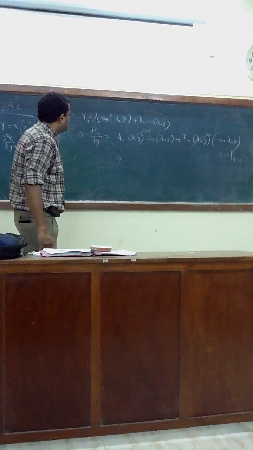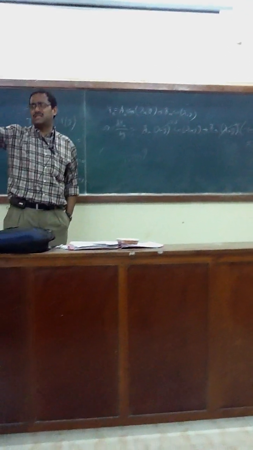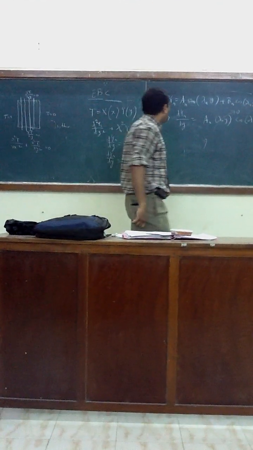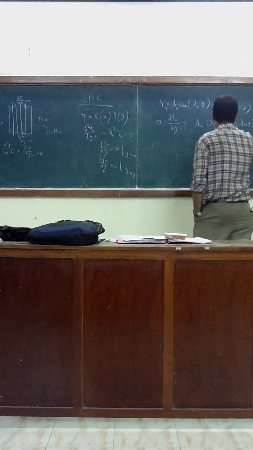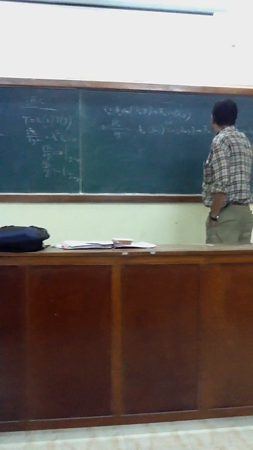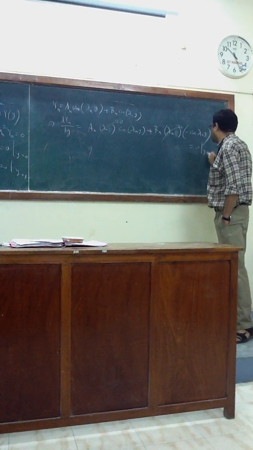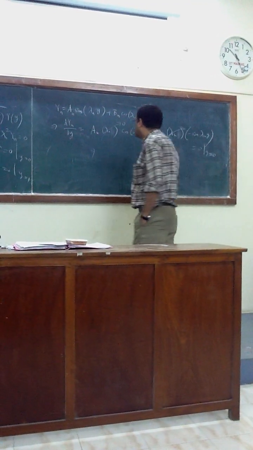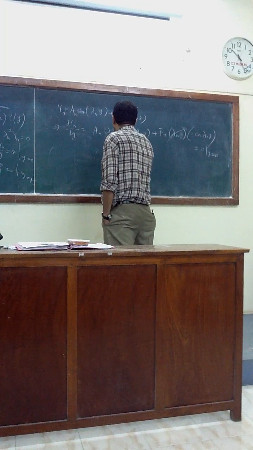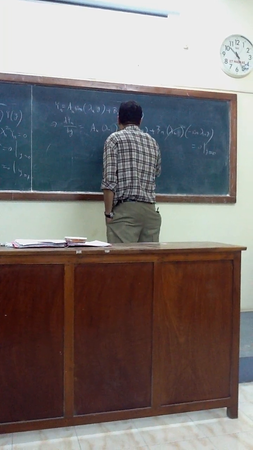Lambda y will be there. Is that okay? A and lambda equal to 0. Then what actually happens? A equals to 0 or lambda equal to 0?